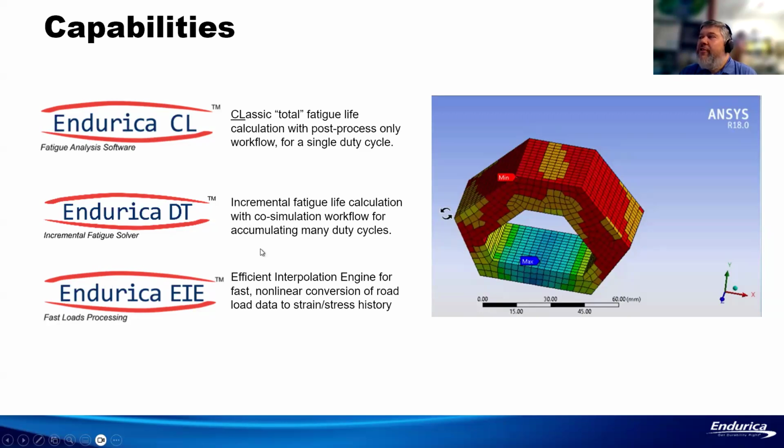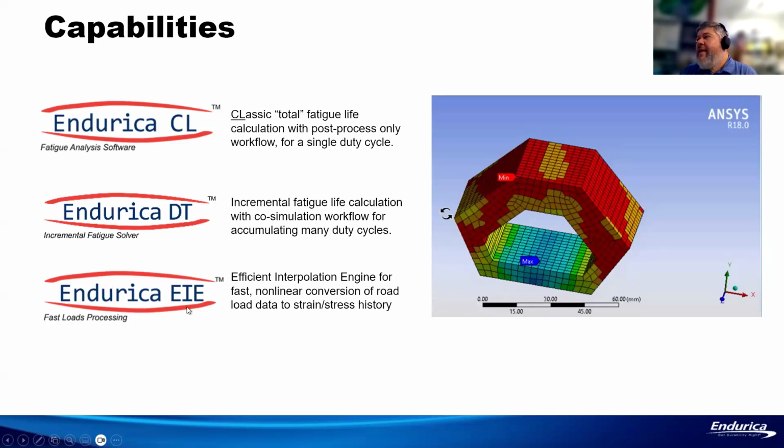DT is our incremental solver. And in the incremental solver, like I said, each day can be different, or each increment of the analysis can be different. Maybe the loads change from one increment to the next, or if you have material properties that evolve, then the material properties might change from one increment to the next. So if you're dealing with aging, if you're dealing with cyclic softening, then you would be using Endurica DT to update your material properties. And maybe you would be using the co-simulation feature, which allows Endurica to couple with ANSYS and to update the material properties throughout the analysis.